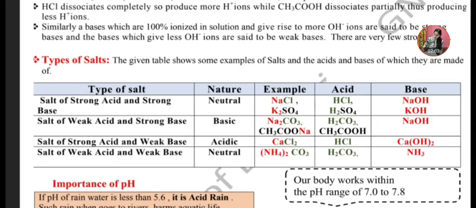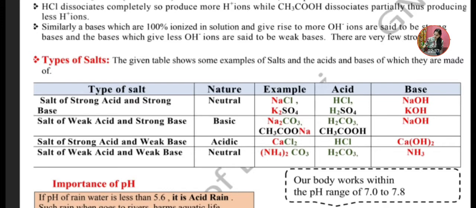Sulfuric acid and potassium hydroxide are both strong. When they react, they form potassium sulfate. This salt is neutral. Second, the salt of a weak acid and a strong base. Students, the base is strong here, so the nature of the salt is basic. And if it is the salt of a strong acid and a weak base, it means the acid is strong here, so the nature is acidic. If both acid and base are weak, then the nature is neutral.